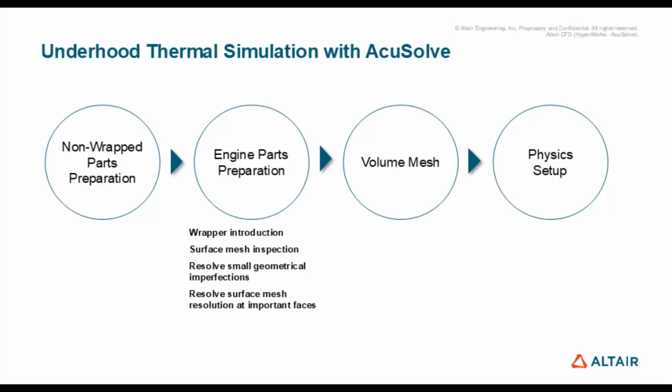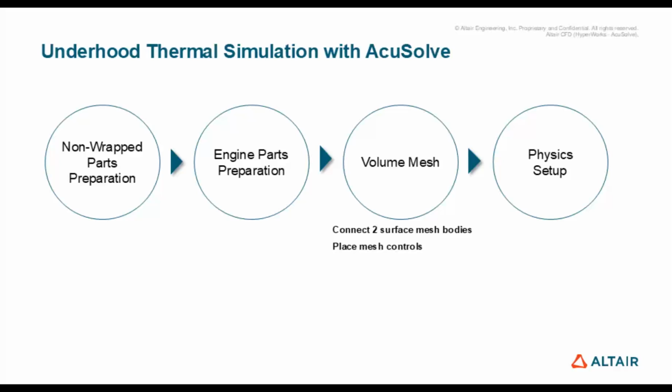The second one is where SimLab wrappers is introduced, inspection process and other alternative way to fix imperfections are also outlined. Boolean operation on the surface mesh level will be used in this video to increase the resolution at important phases. We will connect to surface mesh bodies, place volume mesh controls, and CFD mesh the model in the third video.